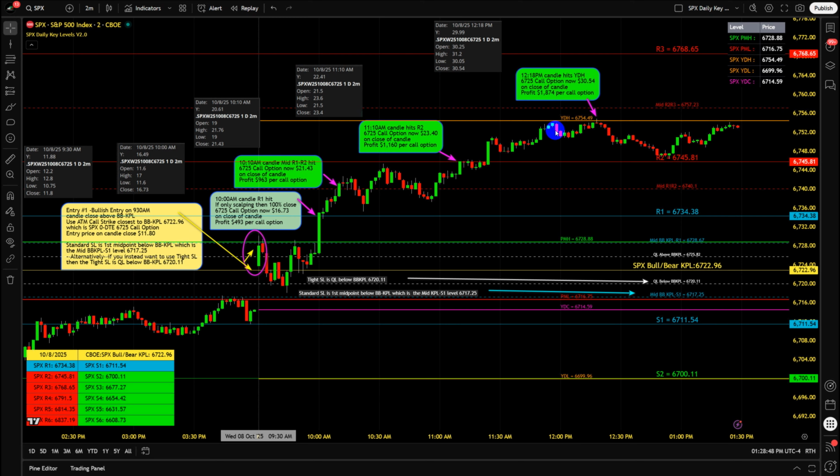Going back to the YDH, PMH, PML, YDC, and YDL levels, where these levels come into play is any one of these levels that is over the 1.5 level move would also be potential adjustment levels or closeout levels for you. So, for example, on this bullish trade here, in addition to this midpoint, this is yesterday's daily high.